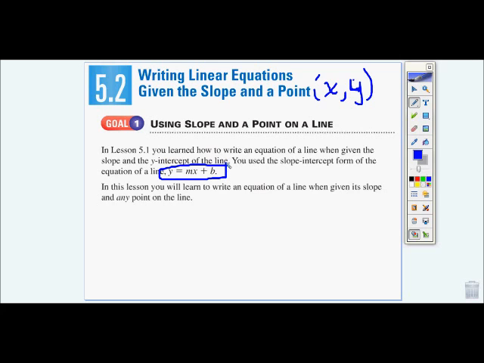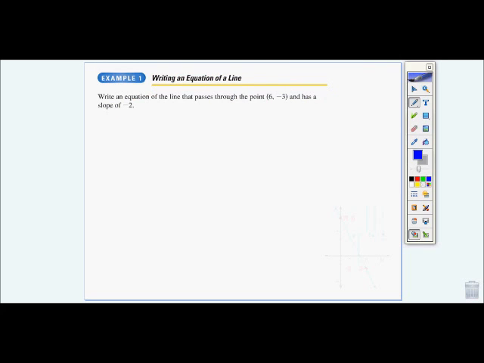And in this lesson, you will learn to write an equation of a line when given its slope and any point on the line. And that's finally where that x and y in the equation are going to come from. Okay, not the y-intercept, but a point, a coordinate point x and y. So the first example gives us the equation of the line that passes through the point 6, -3 and has a slope of -2. So we're going to go ahead and substitute in what we know.